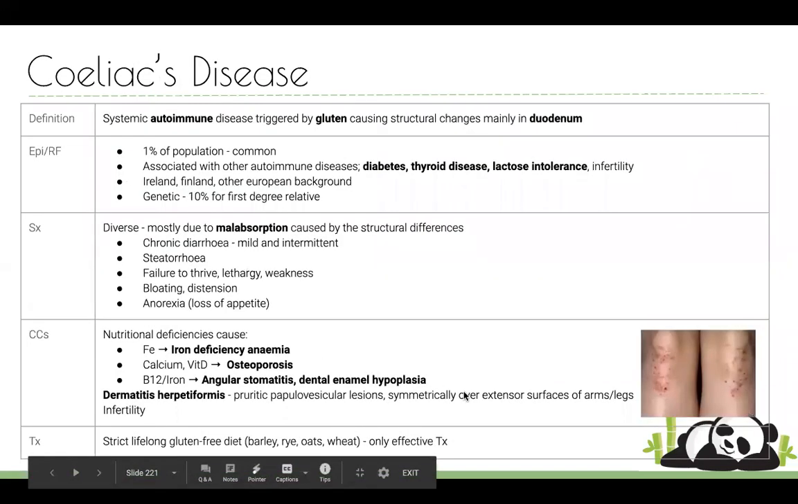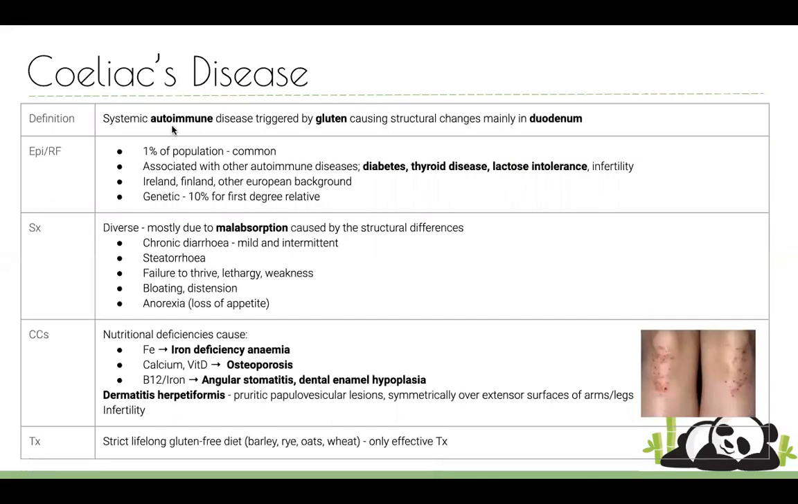Celiac disease is another high yield one, I think, for second year. And this is a systemic autoimmune disease. So autoimmune means that it's your body attacking itself. And it's triggered by gluten, and usually affects the duodenum, but it can affect anywhere. It's in 1% of the population, so it's pretty common. And it's associated with a lot of other autoimmune diseases. So think diabetes, thyroid disease, lactose intolerance, infertility, etc. And because it's associated with all these things, it's also quite genetic, and usually in Europeans.